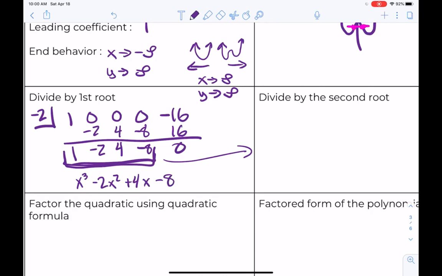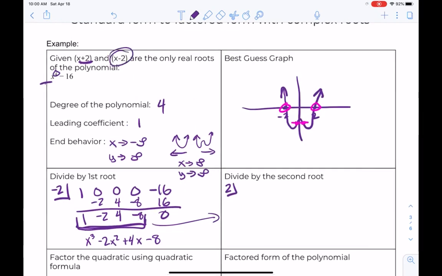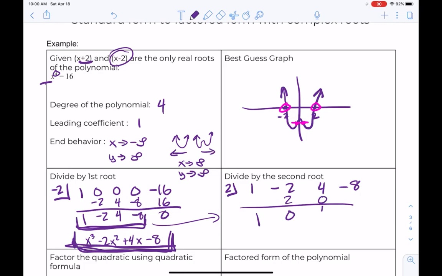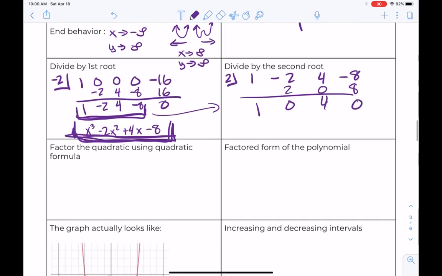So now I can use that. I'm going to divide by x equals 2. That comes from this factor, x minus 2. And I'm going to use this new degree 3 polynomial. So this is going to be 1, -2, 4, -8. 1, multiply, 2, 0, multiply, 4, multiply, 8. Look at that, exactly what we expected. So now we're down to a square term. This is x squared plus 0x plus 4.